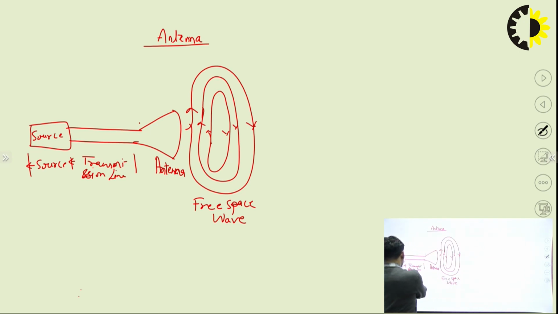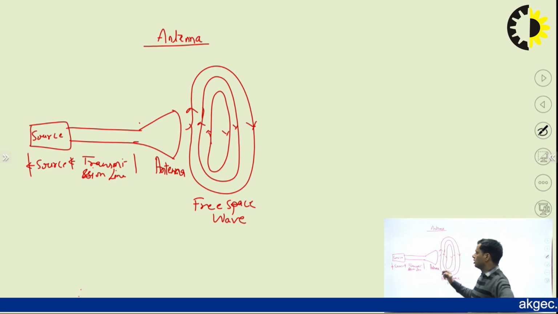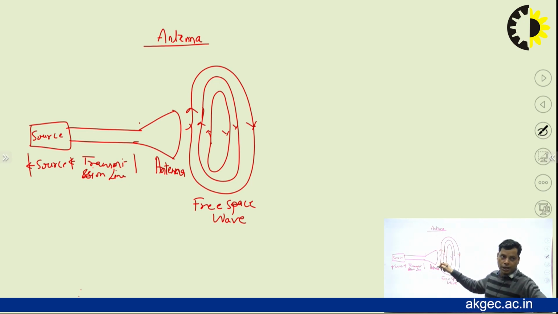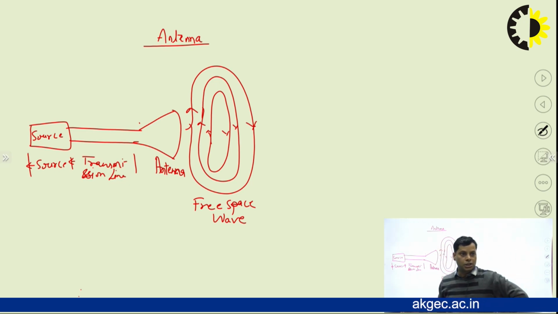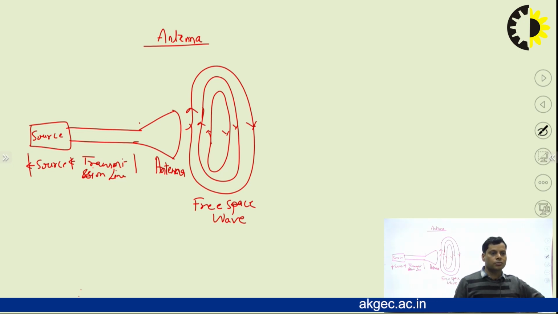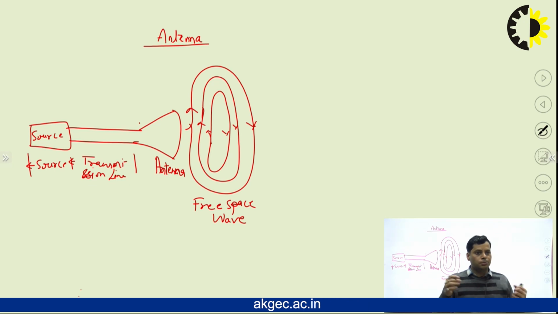In consideration of our subject and the topic I have chosen, the source generates a signal which is transmitted through this transmission line, and the transmission line is connected to the antenna. The antenna converts this V and I into the form of E and H, which are named EM waves. So these EM waves are moving into free space.